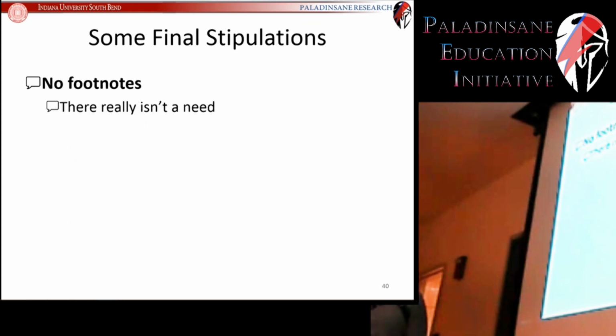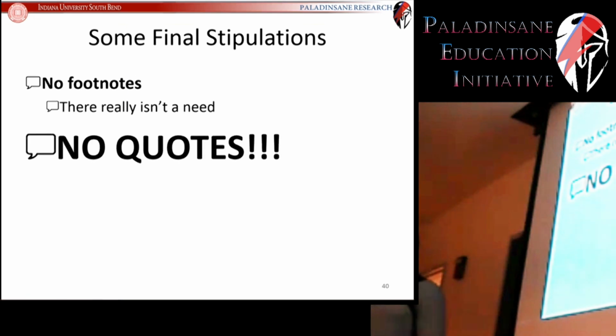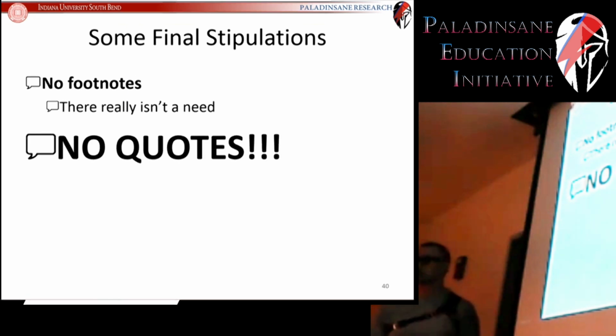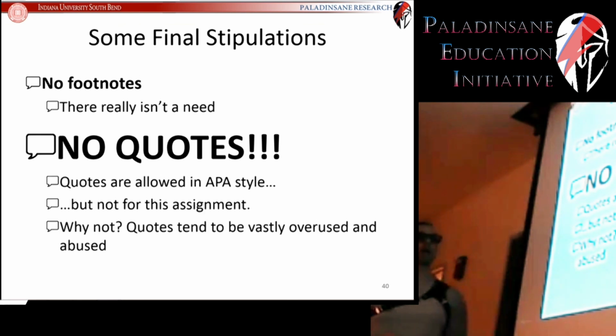All right, footnotes, some final stipulations. Footnotes, you don't need them. If they're in there, take them out. There really isn't a need, so why make it more complicated? But definitely no quotes. So quotes are not allowed. They are allowed in APA style.